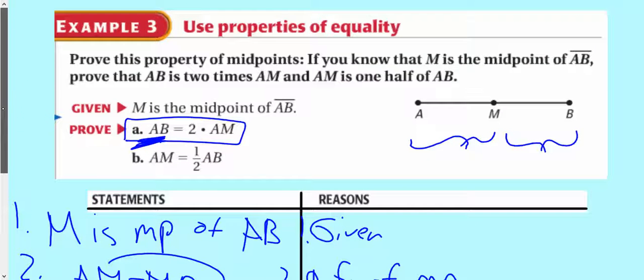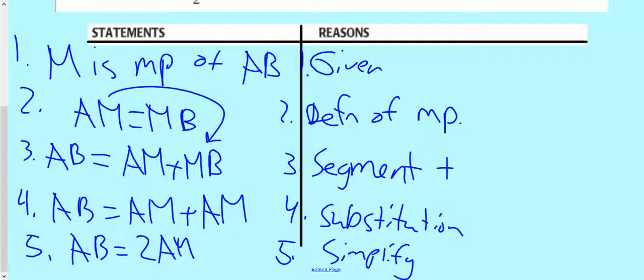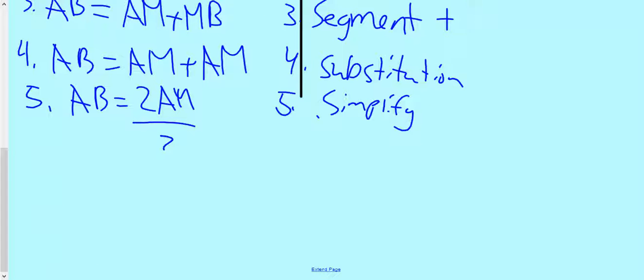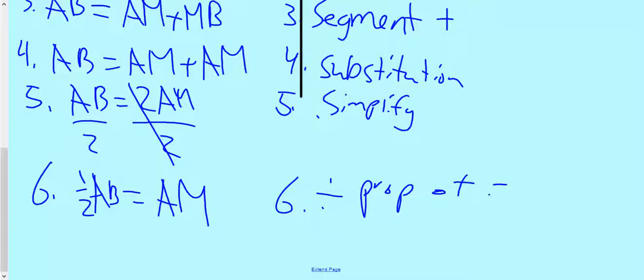Now if we want to prove the last one, AM equals half of AB, well, I can just divide by 2 on both sides. So AM equals half of AB. And that is the division property of equality. We're dividing the same value on both sides. So there you go.